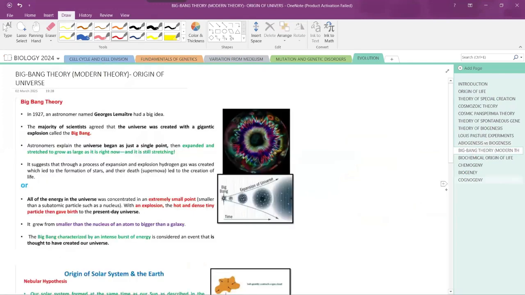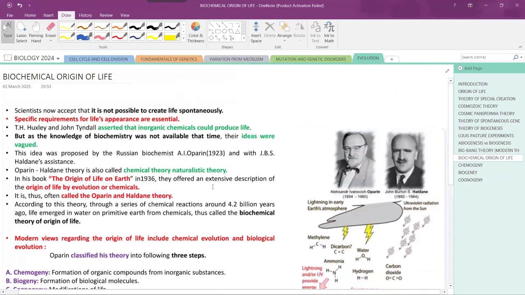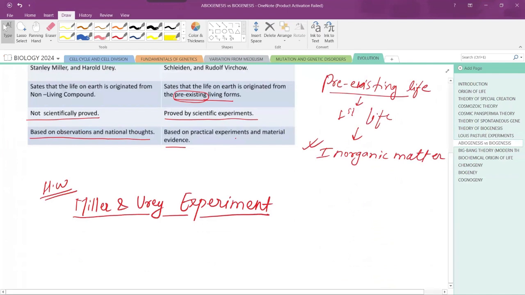After that, the biochemical origin of life, and in the biochemical origin of life, we will also study the Miller and Urey experiment. This experiment supports that the first life is formed because of inorganic matter, that is methane gas, nitrogen, and the lightning spark.